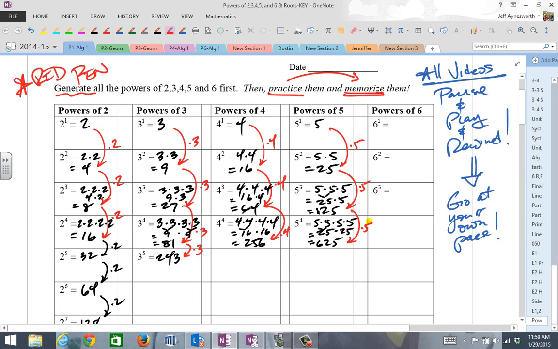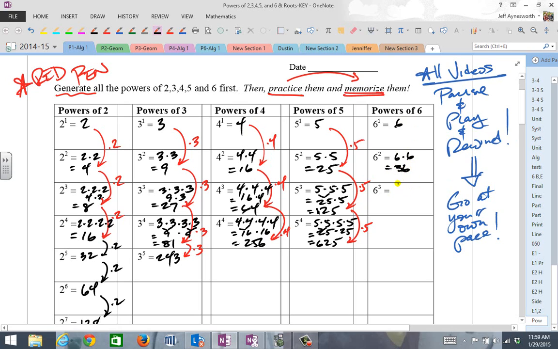Well, what are the powers of 6? Let's see. 6 to the first is 6. 6 squared is 6 times 6, which is 36. Times 6: 6 times 30 is 180, 6 times 6 is 36, and 180 and 36 is 216.